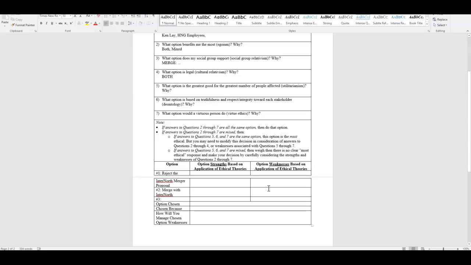I miss out on a financial windfall for everybody, and we just remain a regional company. By merging with Internorth, we can go national. And then I need to do the same thing here.